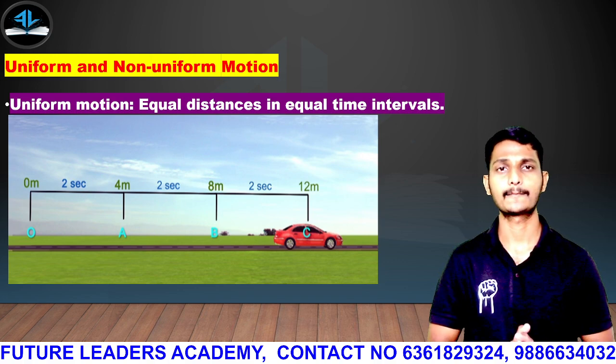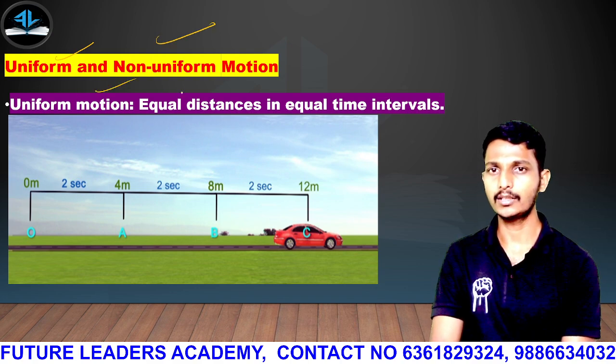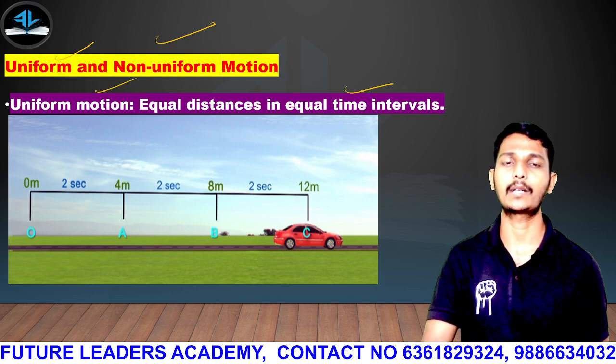Uniform and non-uniform motion. Uniform motion and non-uniform motion. Uniform motion is equal distance in equal intervals of time. I will explain now.